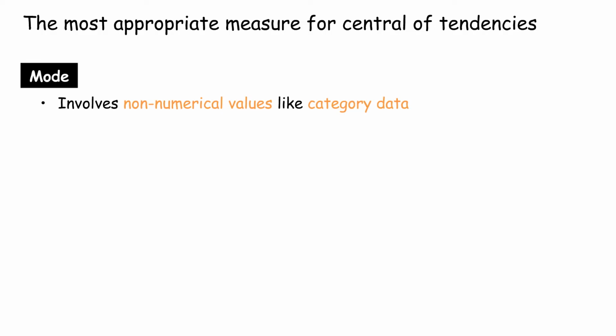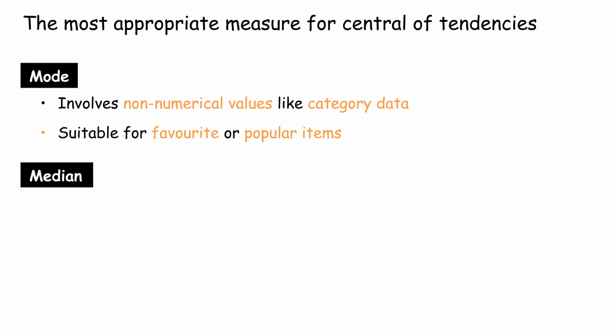The most appropriate measure of central tendency. We can choose and justify any measure of central tendency to describe the distribution of a given set of data, as seen appropriate. Mode: more appropriate to use when the data involves non-numerical values, like category data. Suitable for favorite or popular items.